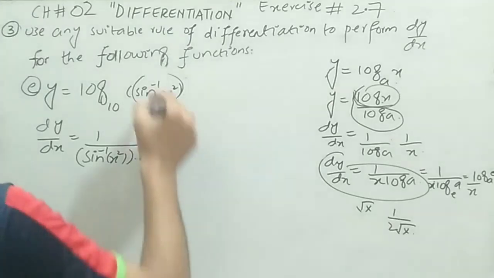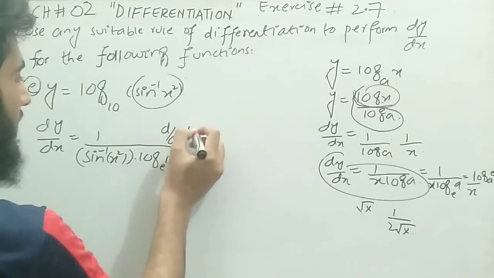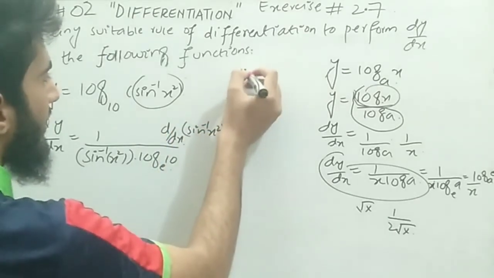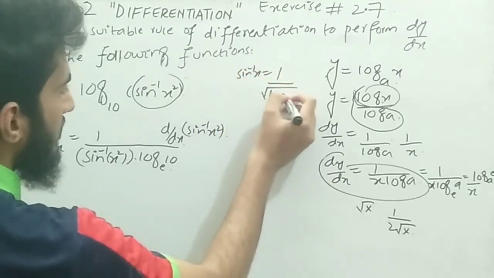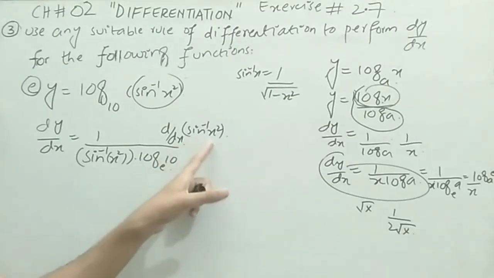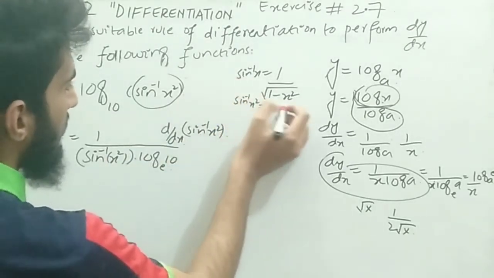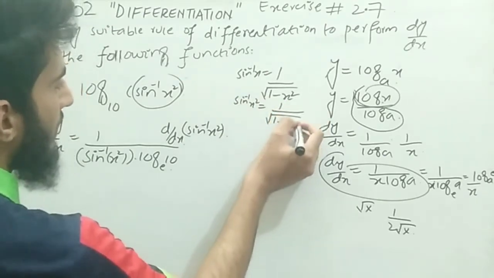After this, take the derivative of sine inverse x square, d by dx of sine inverse x square, because this is the inner function. You know that the derivative of sine inverse x is always equal to 1 over under root of 1 minus x square. But over here the function is x square, so replace x with x square, so the derivative of sine inverse of x square will be equal to 1 over under root of 1 minus x raised to the power 4.